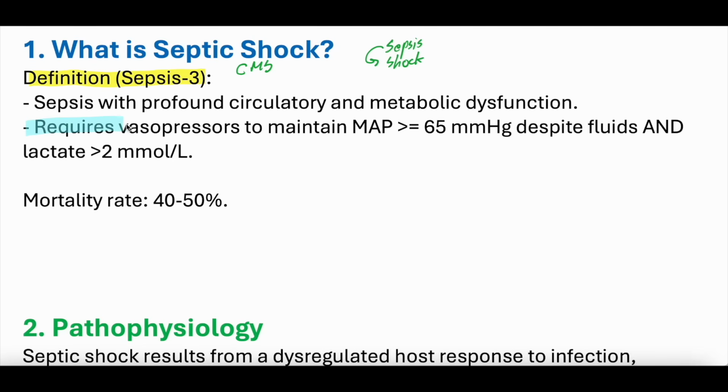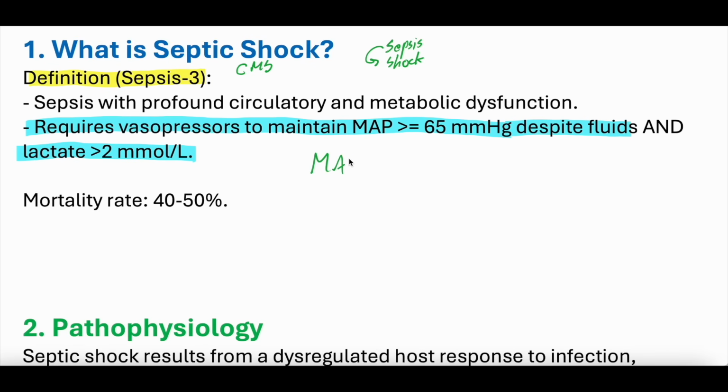It's when you have sepsis and you're in shock, requiring vasopressors to maintain a MAP goal of greater than 65 millimeters of mercury, and this is despite fluids, and you have a lactate greater than 2 millimoles per liter. So this is the textbook organizational guideline definition of septic shock.